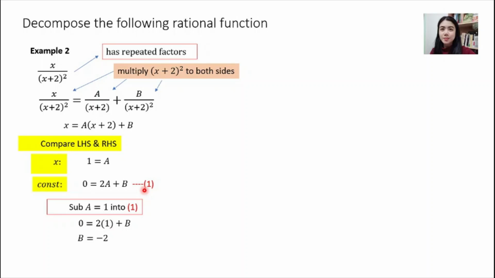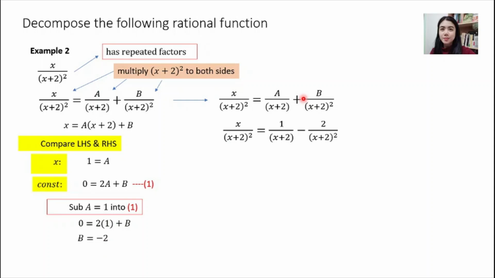Once we know the answer for b, let's recall the partial fractions that we have written just now. So this is the one. You're going to substitute your a as 1 into here, and you're going to substitute b equal to minus 2 into here. So then this is the partial fractions.